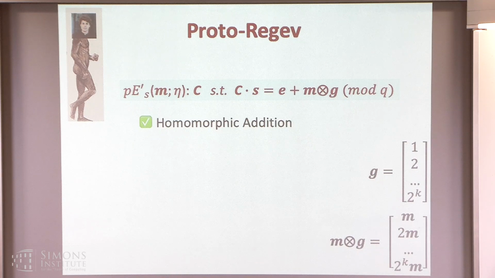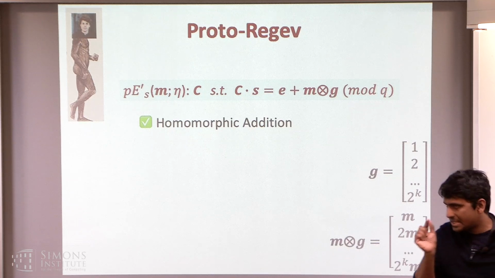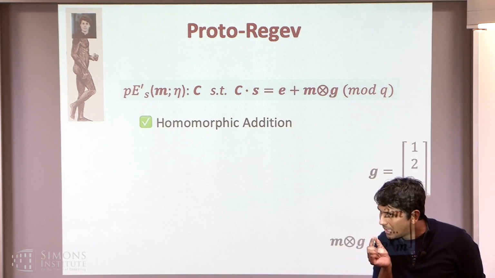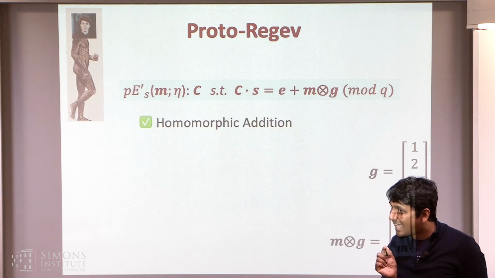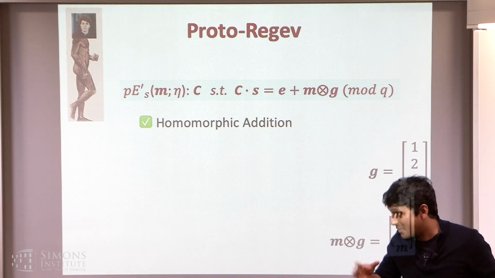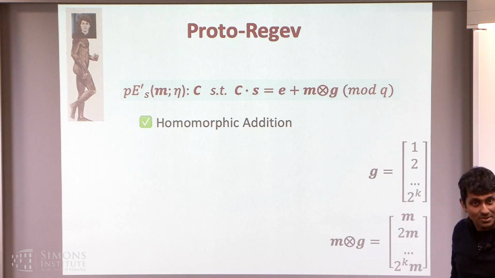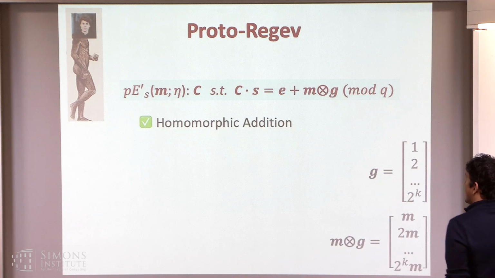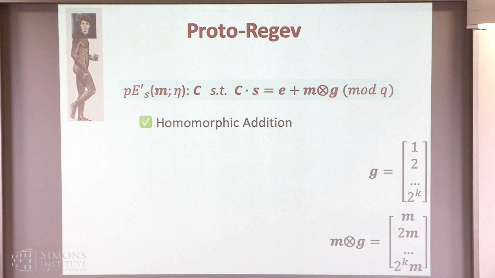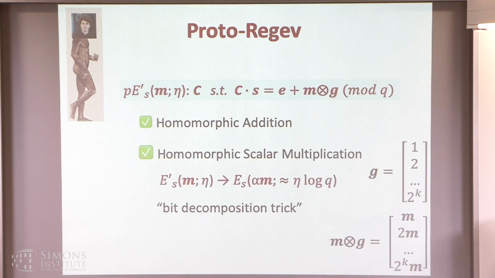Now I claim that suddenly this actually supports scalar multiplication. The one thing to notice is that even the old scheme, if the scalars I used were small, let's say 0 or 1, is good because the noise grows by a factor of 0 or 1, which is great, right? So it was somewhat scalar multipliable. This one is fully scalar multipliable. And how do you do it?